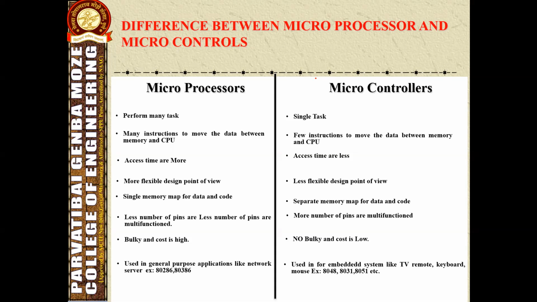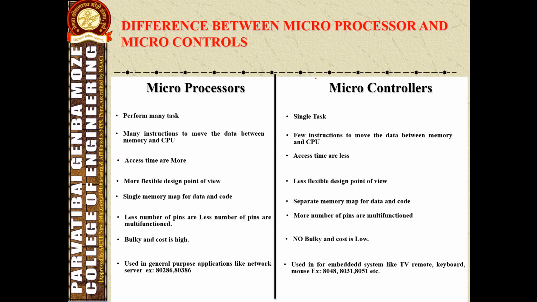Microprocessors have a large memory address space and more data, but the microcontroller has relatively small address spaces and less data. The microprocessor has a single memory map for the data and code. The microcontroller has separate memory maps for the data and code. The design of a microprocessor is very flexible, but the microcontroller is designed for a particular application only. So the design is less flexible compared to the microprocessor.